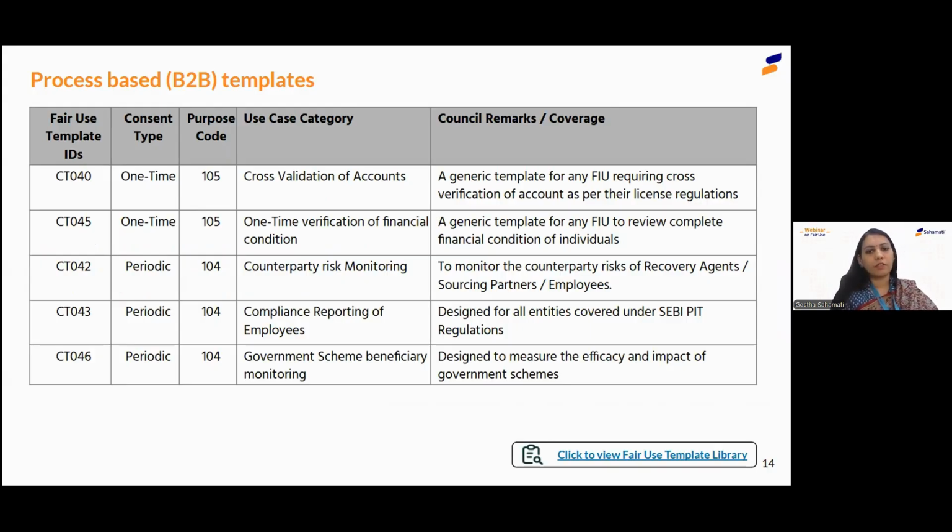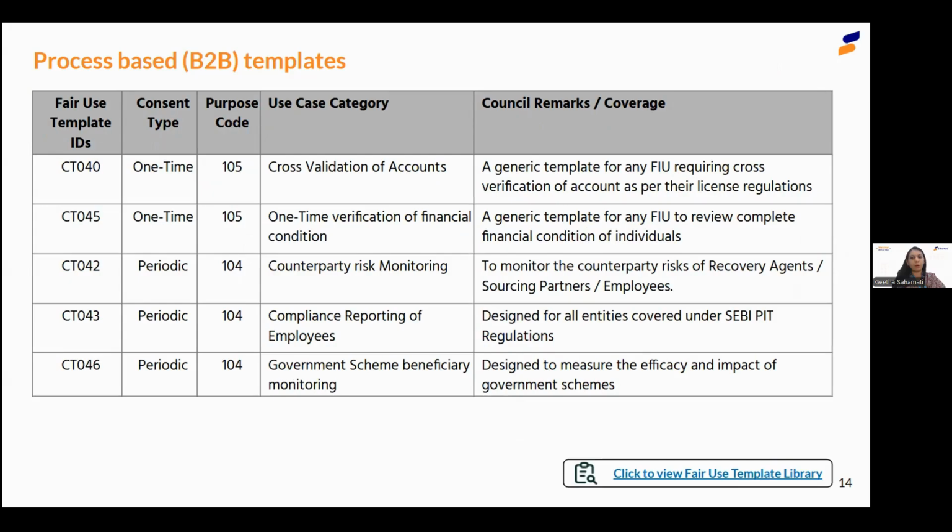And 45 is for one-time verification of the financial condition. This also applies when you're entering into an agreement or there is an employee agreement where they're supposed to share something. This is a one-time activity. And 42 is the counterparty risk I was mentioning, typically for recovery agents and the sourcing partners or collection employees who are in the collection division, where they need to submit their own records to be transparent or to assess the counterparty risk. That is what is being discussed in this template.